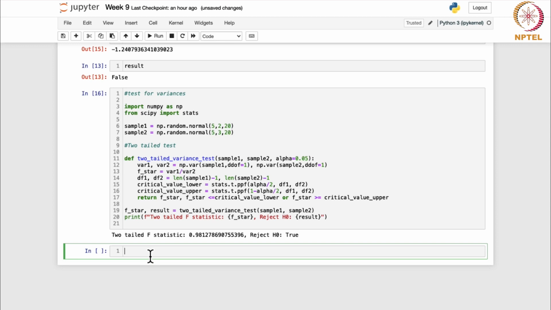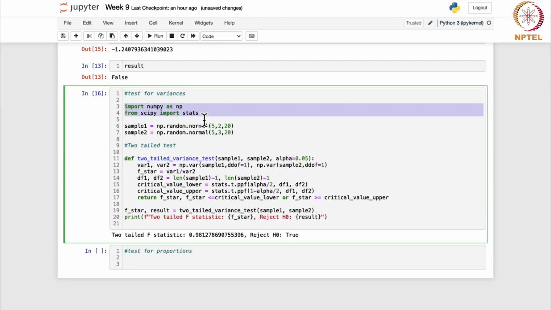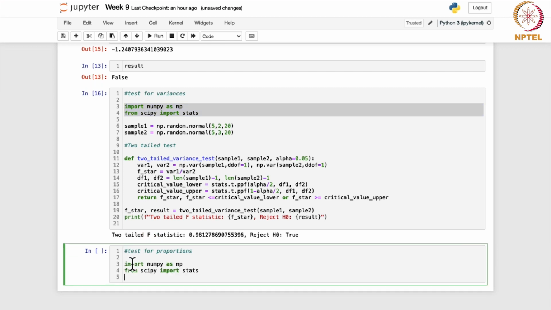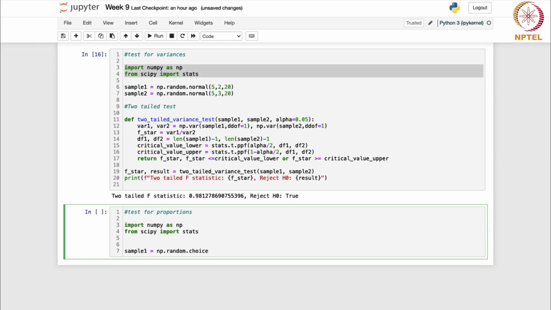Next, we will look at the test for proportion. So import numpy, and sample 1 here would be np.random.choice. It will take the values 0 and 1, not between, it will take the values 0 and 1. Size here would be 100, and the p values would be 0.3 and 0.7.